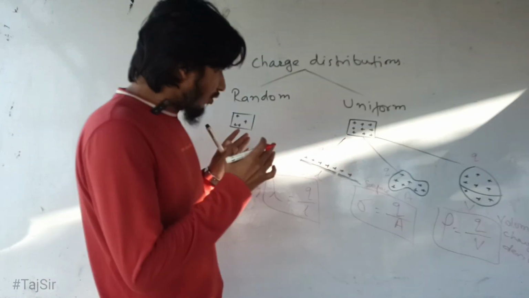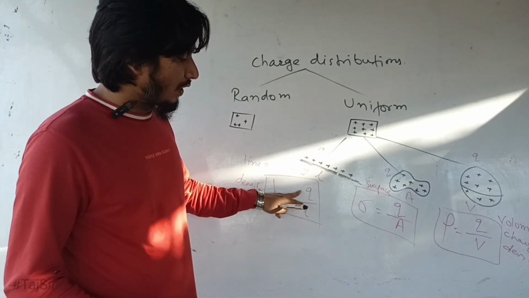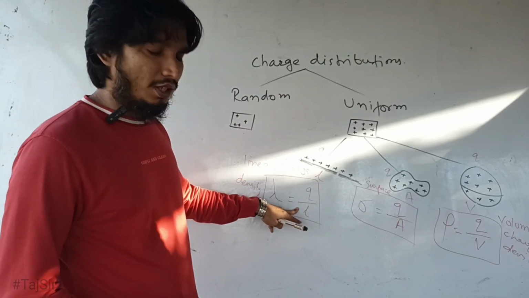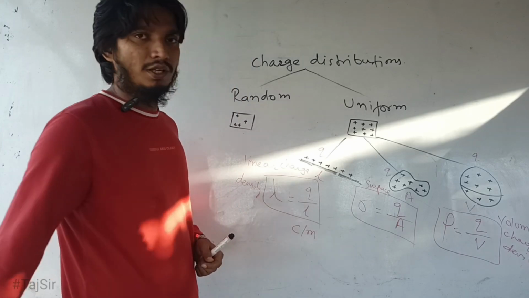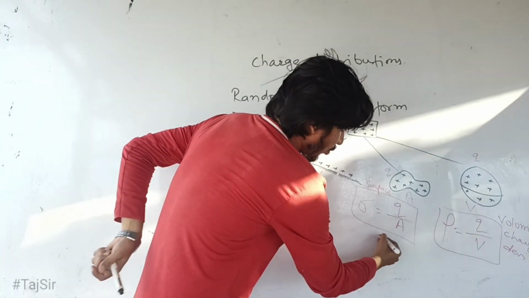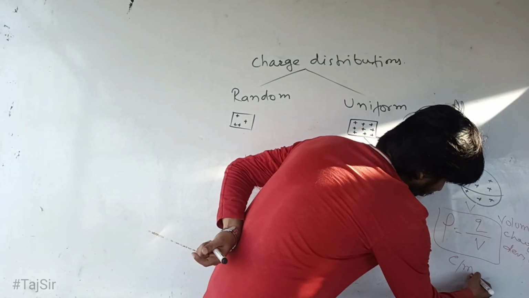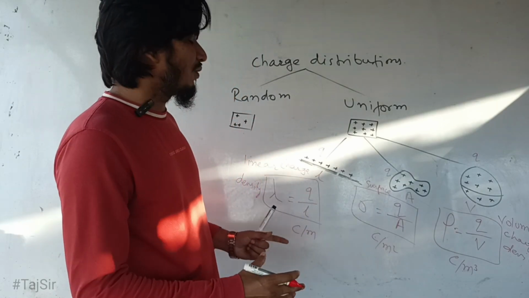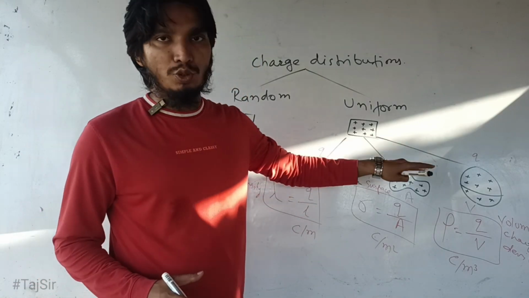Obviously, for different charge distributions we have different units. For example, here in the numerator there is charge, and the unit of charge is coulomb, and the unit of length is meter. Therefore, it will have a unit of coulomb per meter. In a similar way, the unit of surface charge density is coulomb per meter square, and here coulomb per meter cube. If we understand these charge distributions, then we can proceed to calculate the electric field created by these charge distributions at different points.